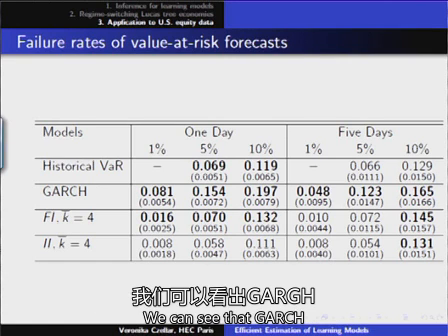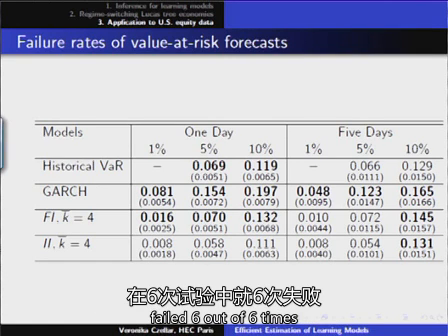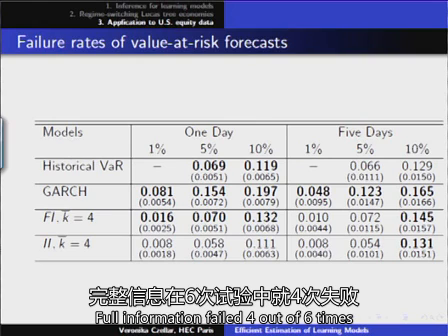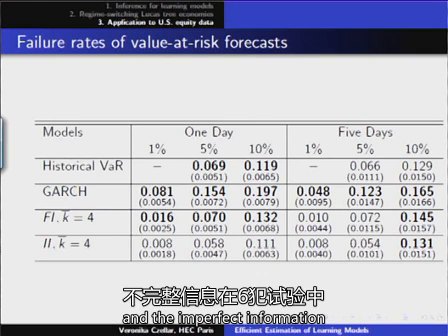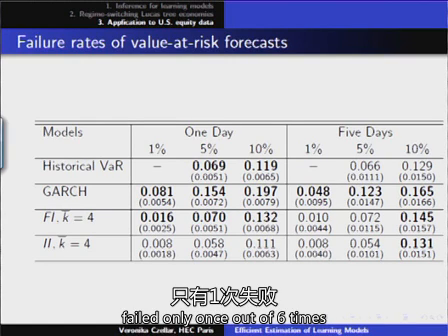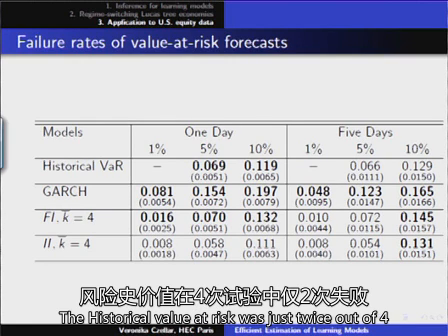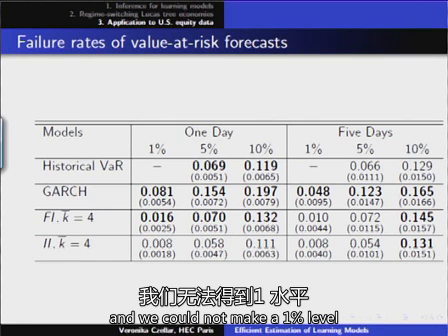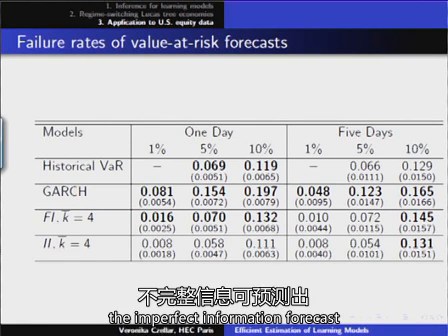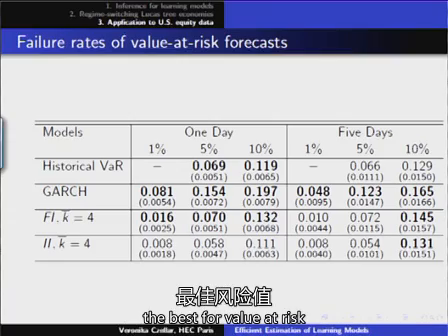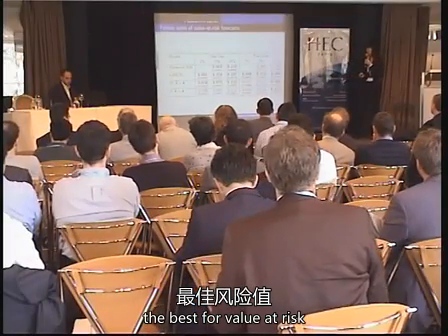So you can see that the GARCH failed 6 out of 6 times, right? Full information failed 4 out of 6 times. And the imperfect information failed only once out of 6 times. And historical value at risk failed twice out of 4. Here we couldn't compute the 1% level. So in any event, the imperfect information model forecasted the value at risk the best.